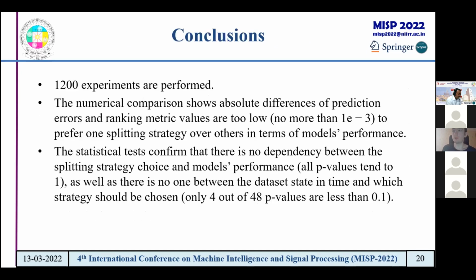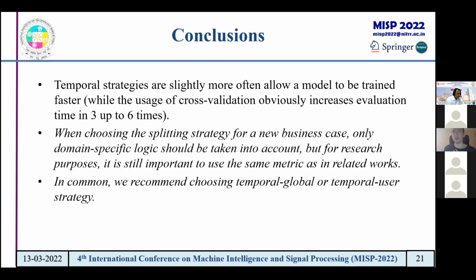So let's summarize what we made. 1,200 experiments were performed. Both numerical and statistical comparisons show that there is no difference with which splitting strategy is applied to train and validate latent factor models. There is no need for cross-validation, while temporal strategies may slightly decrease training times and also theoretically make evaluations more honest because of the data leakage problem, or when a model learns records from the future.